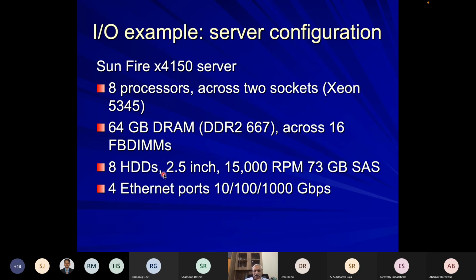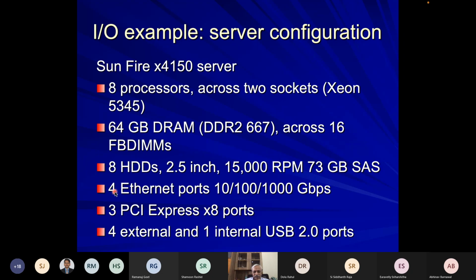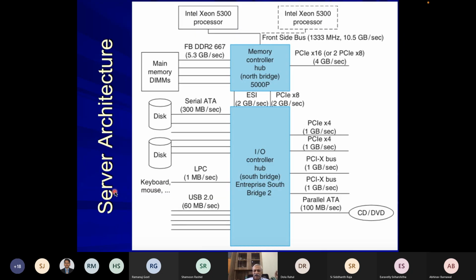There are 8 hard disk drives in the system. The size is there. RPM is given. And the capacity is given. The interface standard is given. There are Ethernet ports, certain PCI Express buses, and there are certain USB ports. Not all information is relevant. So it's a server configuration which is given.